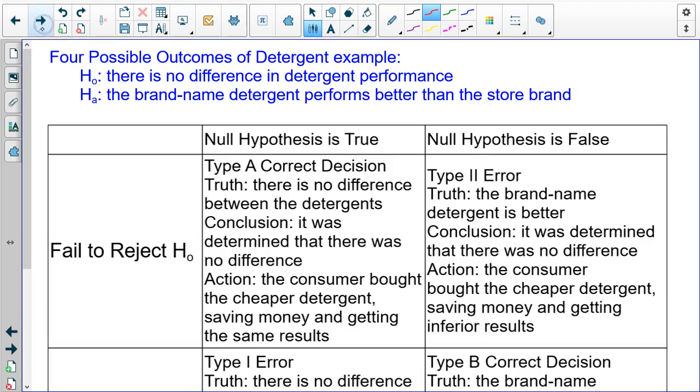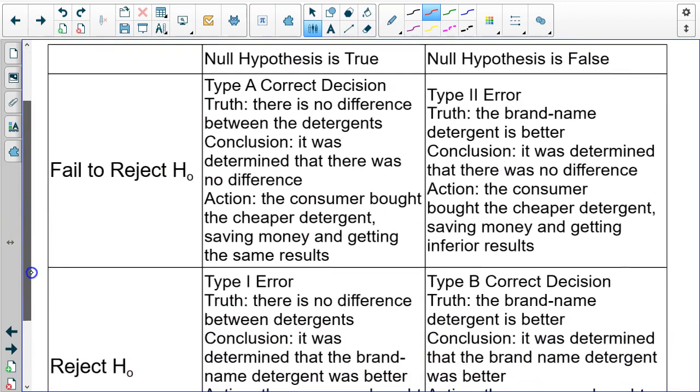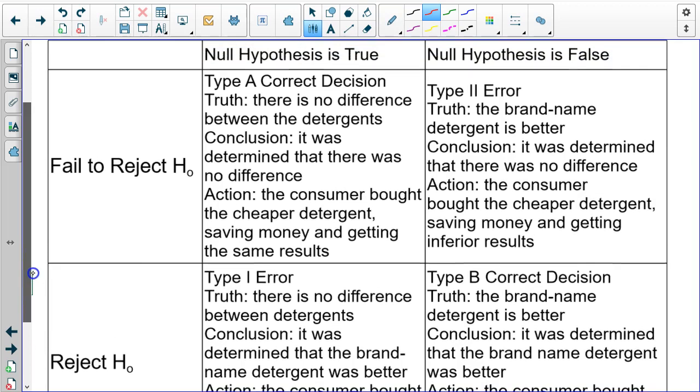So 4 possible outcomes. Remember that detergent example we did Tuesday? We wrote the brand name does not outperform the store brand for our null, and our alternative was the brand name outperforms the store brand. Same meaning here. There is no difference. The brand name outperforms the store brand. So here are our 4 possible outcomes given with the statements themselves. The null is true, and we fail to reject it. That's a good thing, right? So there is no difference between the detergents, and we conclude that there was no difference. So the action would be the consumer bought the cheaper detergent, saving money and getting the same results.